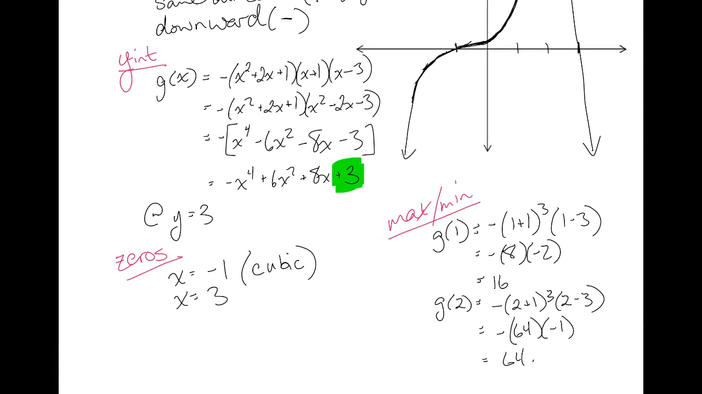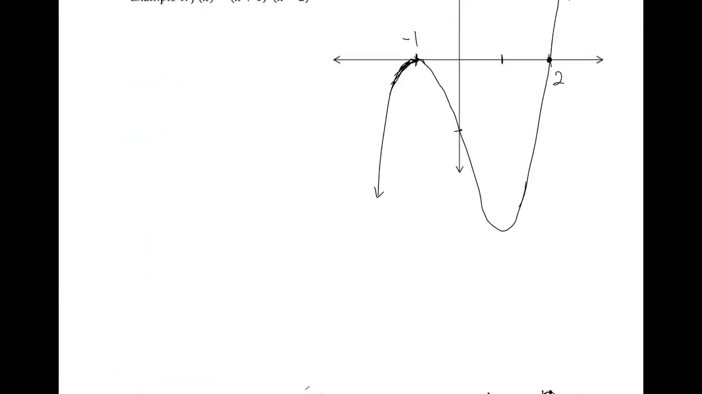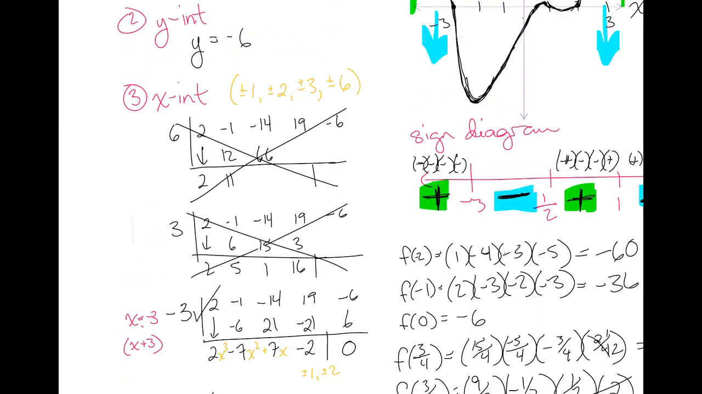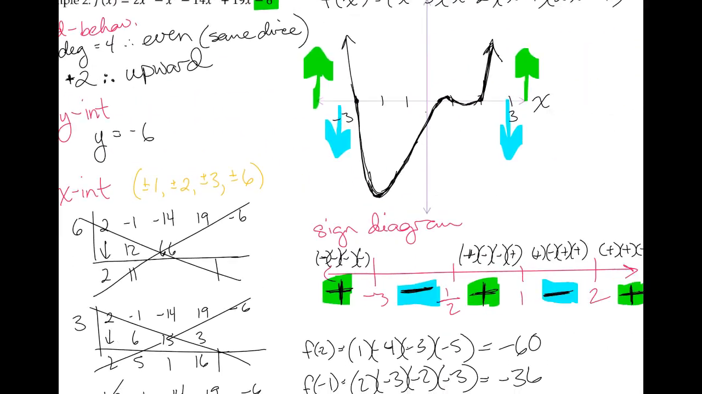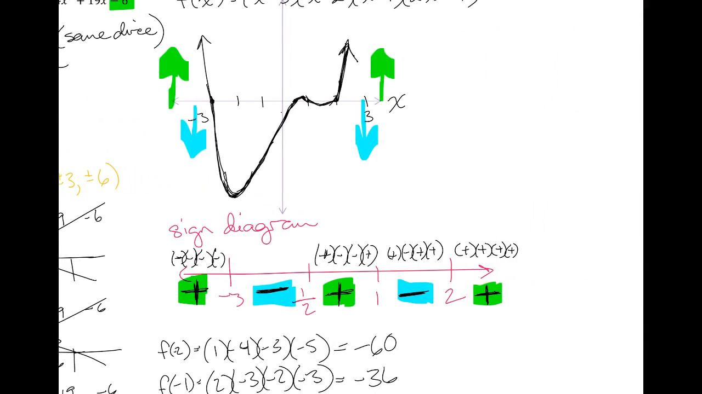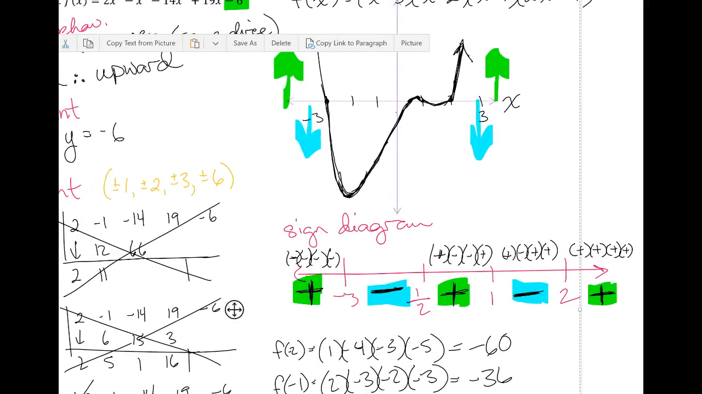So that's the one thing to watch out for, is multiplicity and that weird behavior. Otherwise, if you don't have any multiplicity, you would get just like what we saw here, where every 0 is a passing through onto the other side of the x-axis.